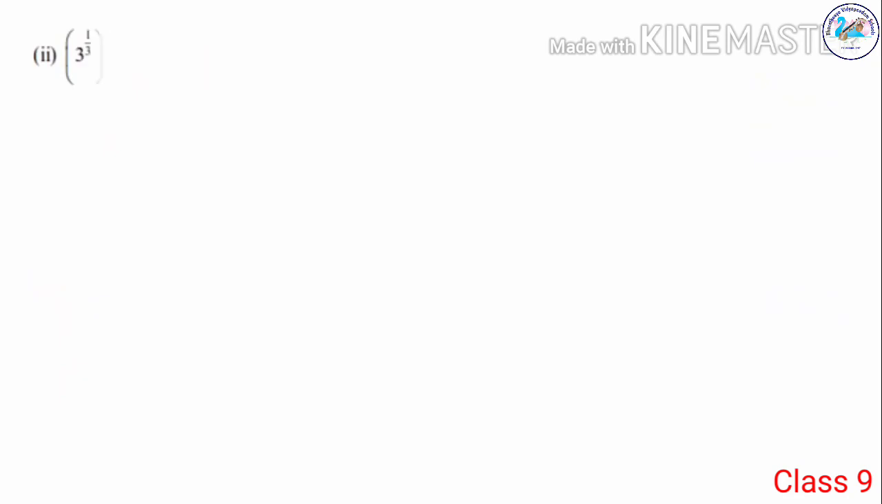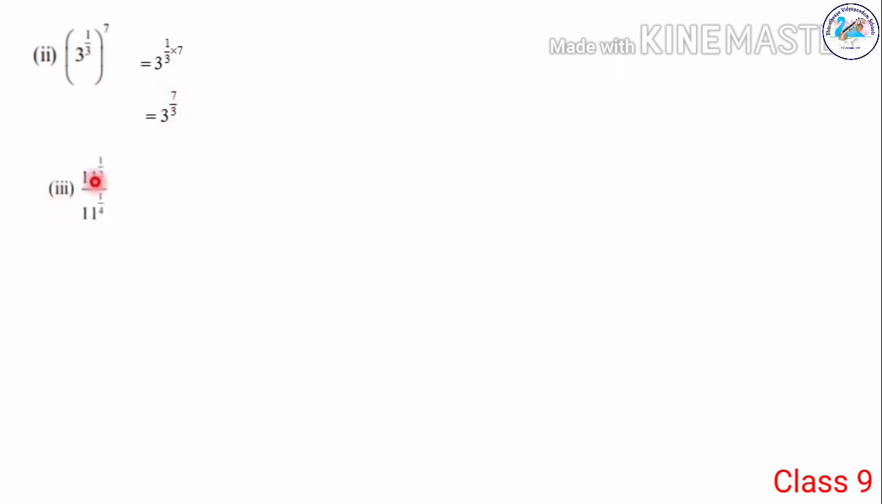Next we shall discuss question number 2, that is 3 power 1 by 3 the whole power 7. Here it is in the form a power m the whole power n, that is a power mn. A similar formula was used before also. The only difference is here the power is a fraction. So this one we can write as 3 power 1 by 3 into 7. Just multiply the powers. Then 1 into 7 is 7 divided by 3. That is 3 power 7 by 3 is the simplified form.